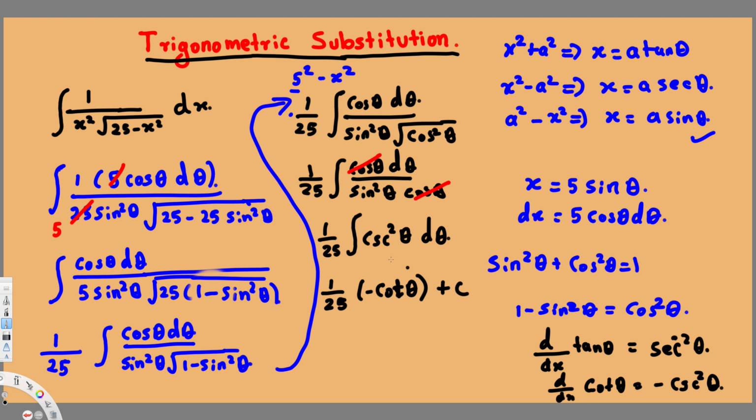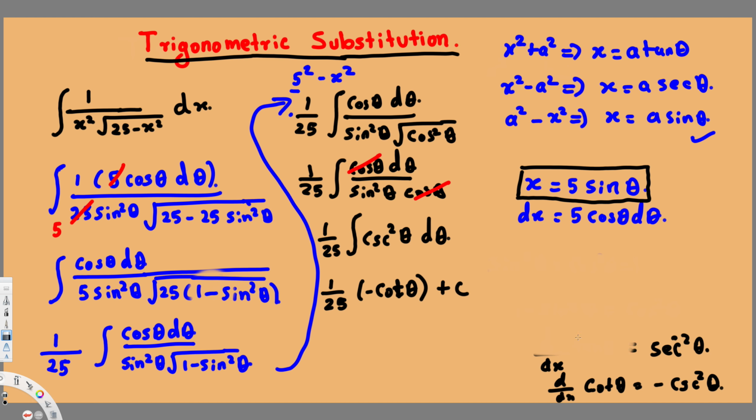Now our original function is in x form. Here we have it in theta format. So we have to bring this one back into x format. To do this, we take our initial substitution, 5 sine theta, and use it to write this in terms of x. Now let's see how we can do this. So first thing, we have to find what sine theta is equivalent to. Sine theta is going to be equivalent to x over 5, right?